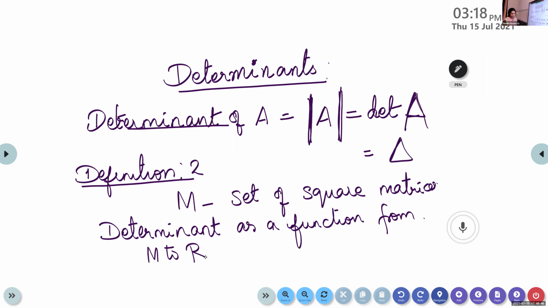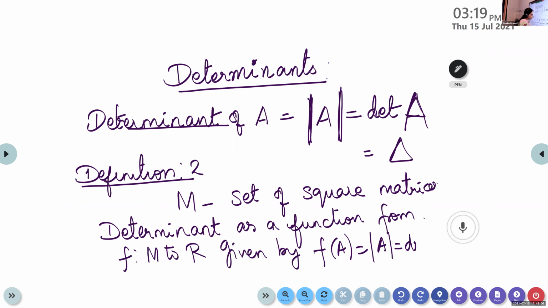It is a function from M to R, given by f of A equal to determinant A, which is det A. It is a function. Function means for each element you can find an image, isn't it? What is the definition of a function? Every element has a unique image. So if you take a square matrix, you can associate one real number.